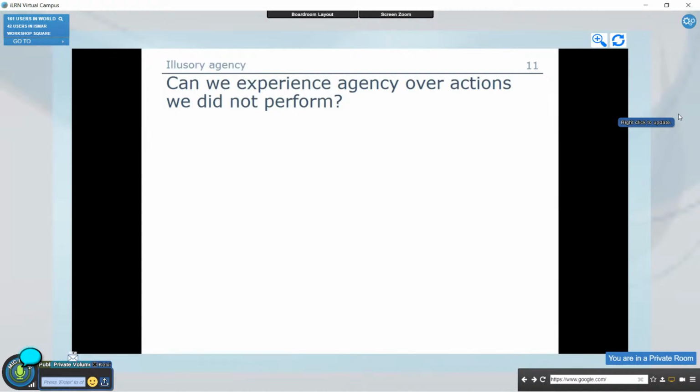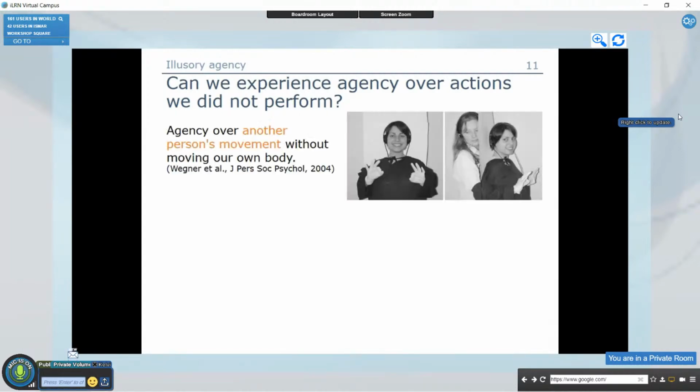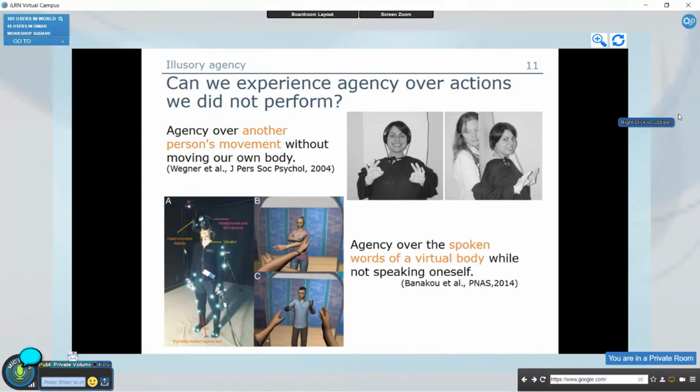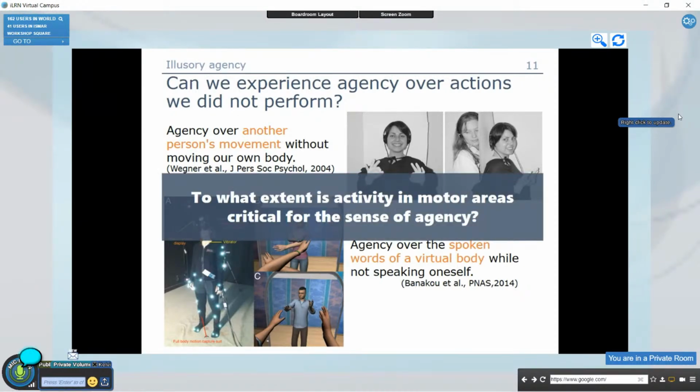But can we also experience agency over actions we did not perform? Wegener et al. showed in 2004 that it is also possible to perceive agency over another agent's movements without moving one's own body, just because the arms of that other agent are in a feasible position. And in a study by Banakou et al. in 2014, they showed that when participants have a strong feeling of body ownership over a virtual body, it is possible to attribute the spoken words of that body to oneself, even when not having spoken. So there is not always a motor preparation taking place when there is agency. Therefore, we address the question to what extent activity in sensory motor areas is critical for the sense of agency.